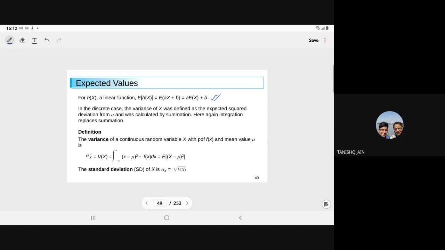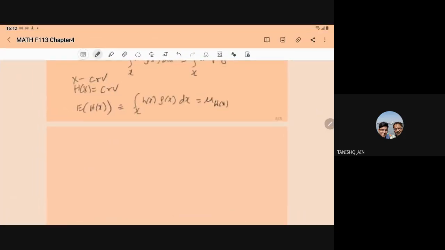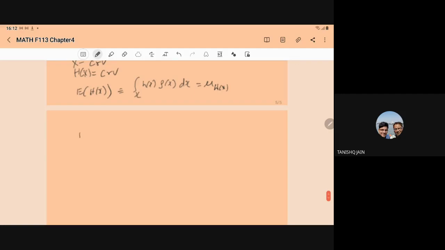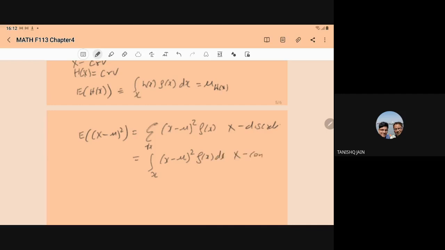So now we were talking about the variance. Whether in the discrete case or the continuous case, it is the expectation of (x minus mu) whole square. It means it is equal to the summation for all x of (x minus mu) whole square into f(x) when x is discrete. But in case of the continuous, you have to integrate (x minus mu) whole square into f(x) into dx when x is continuous.